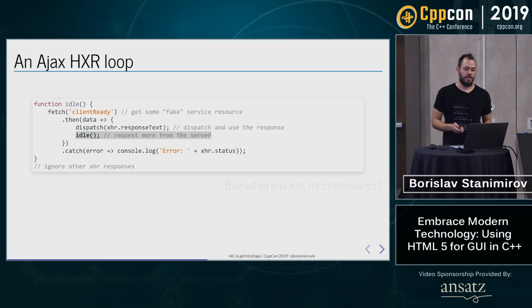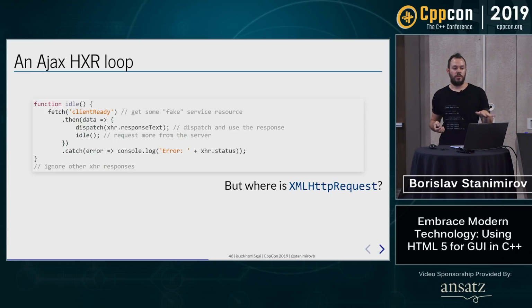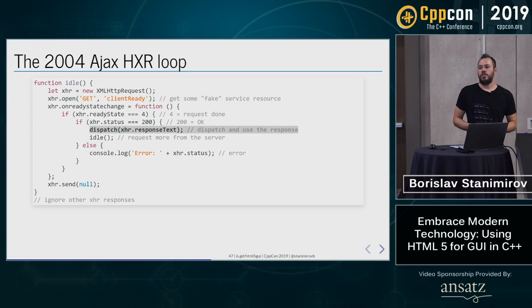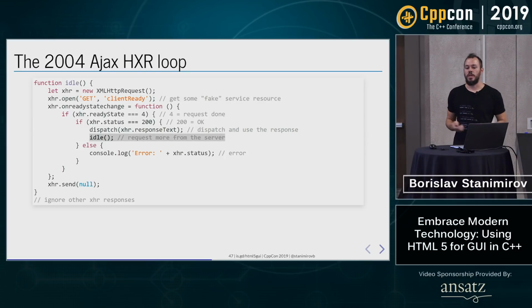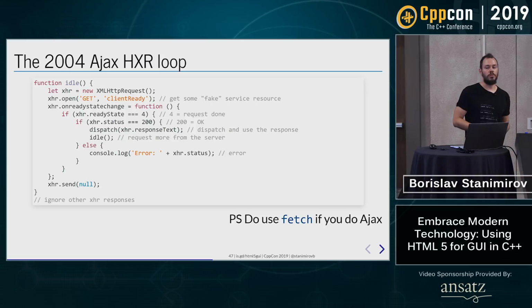Hacky, in a way, isn't it? Where is this XML HTTP request? You say, well, it's hidden behind those fancy functions. Those basically expand to this. This is the exact same thing. You create the XHR, you get the resource, you dispatch your response, call the same function again. And if any one of you happens to write AJAX these days, use fetch, don't use this. This is really old school.